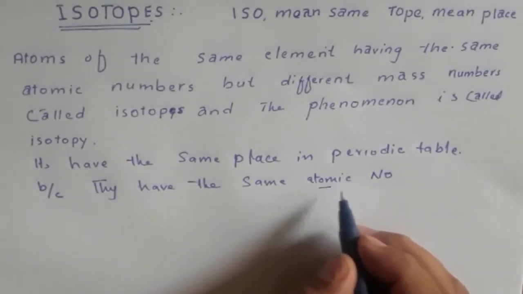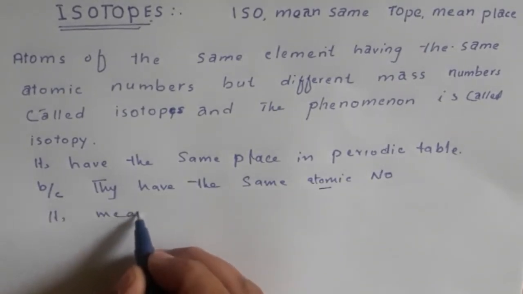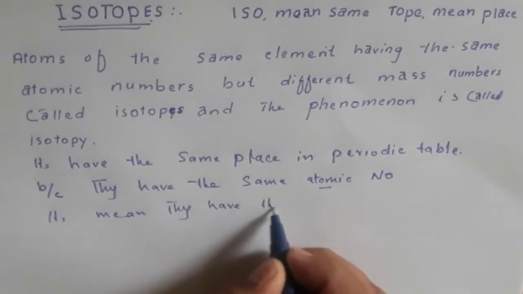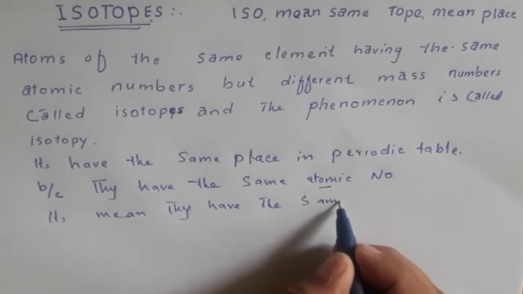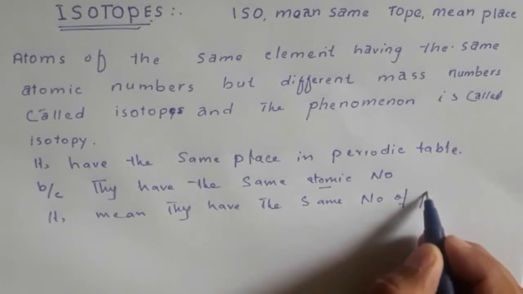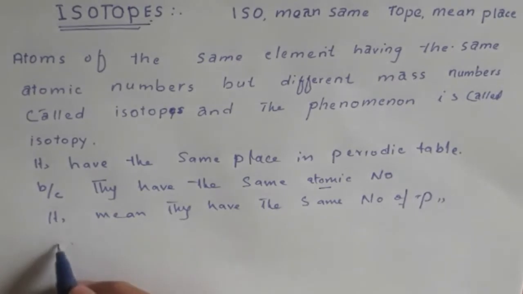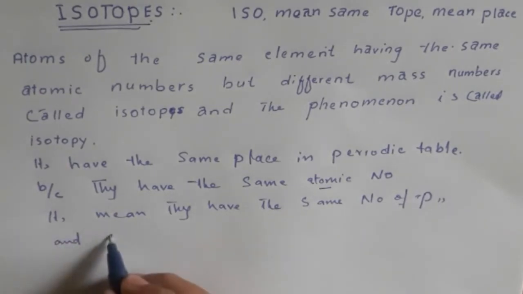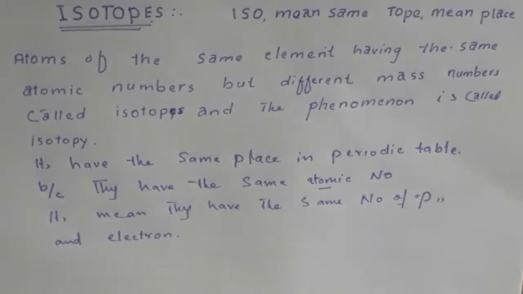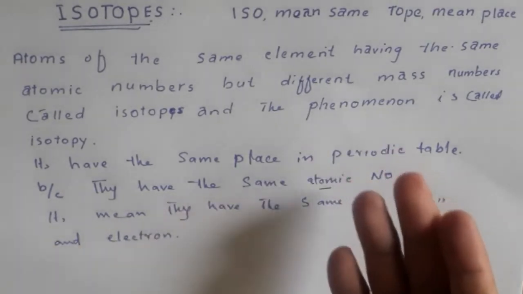Atomic number means they have the same number of protons. Capital P is used to represent the number of protons. So you have the same number of protons and electrons. When they have the same number of protons and electrons, they have the same atomic number but different numbers of neutrons, so they have different mass numbers.